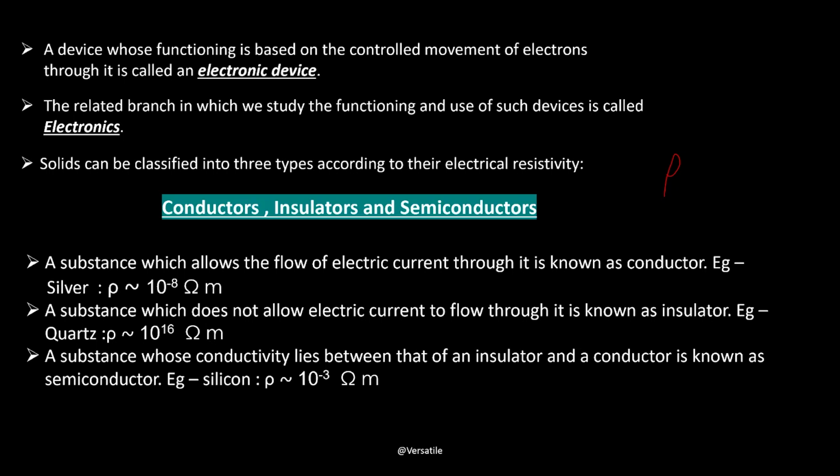And a substance whose conductivity lies between that of an insulator and a conductor is known as a semiconductor. Example, we have silicon, germanium, and their resistivity is approximately equal to 10^-3 ohm meter.